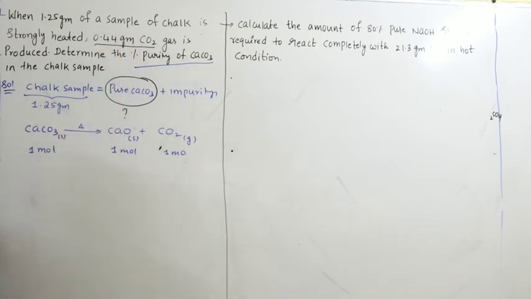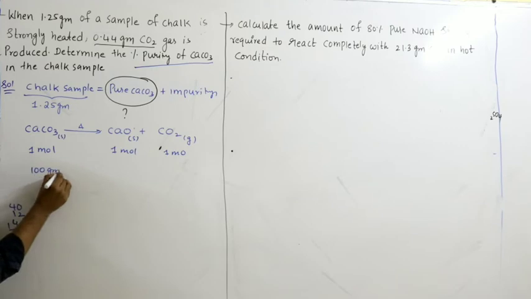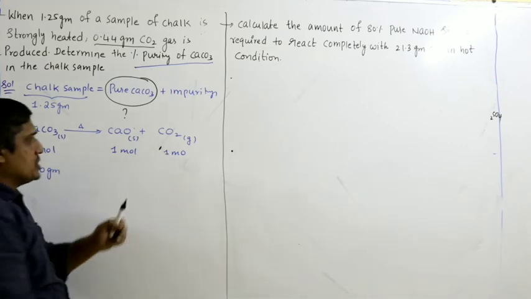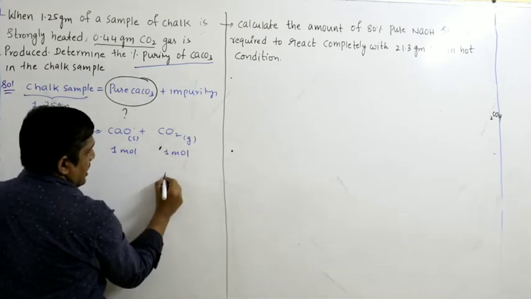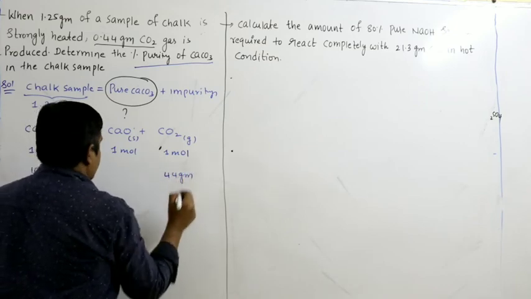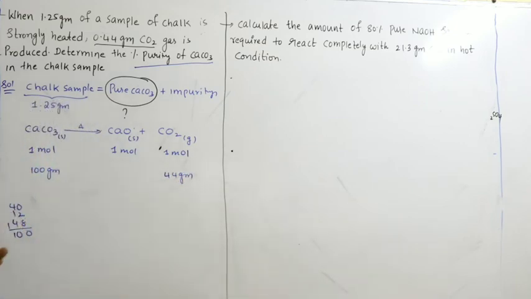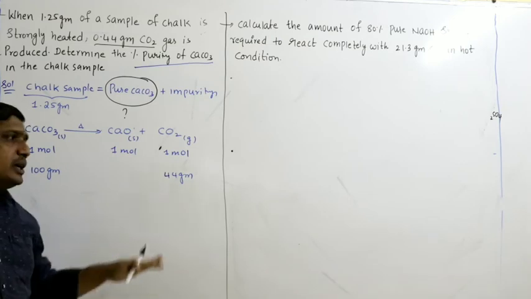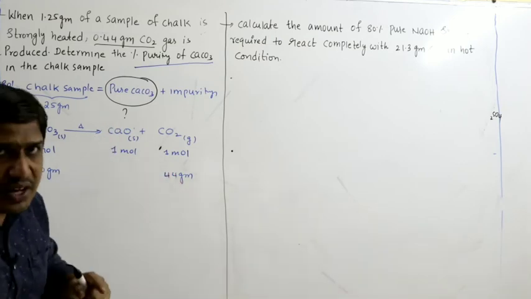1 mole of CaCO3. Calcium atomic weight 40. Carbon atomic weight 12. 3 into oxygen atomic weight, which is 16. 3 into 16 is 48. 40 plus 12 plus 48 is 100. So 1 mole is nothing but 100 grams, which can produce carbon dioxide 44 grams. 100 grams of pure CaCO3 on heating can produce 44 grams of CO2.